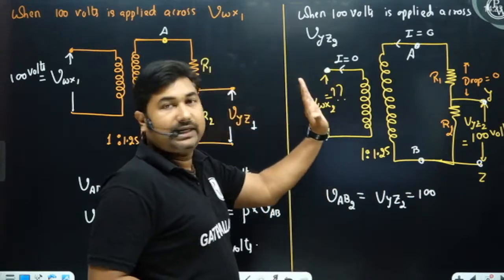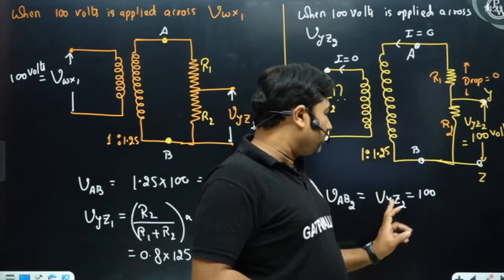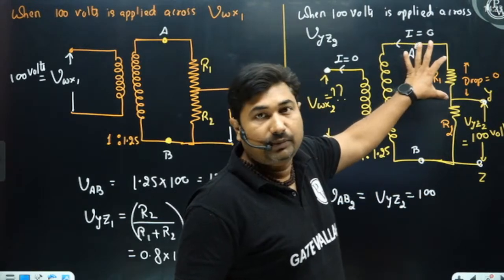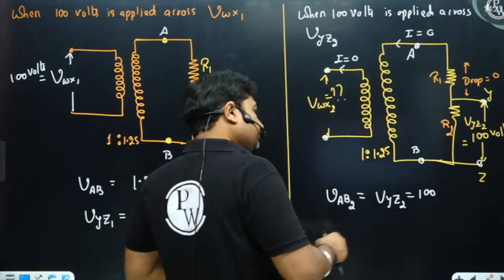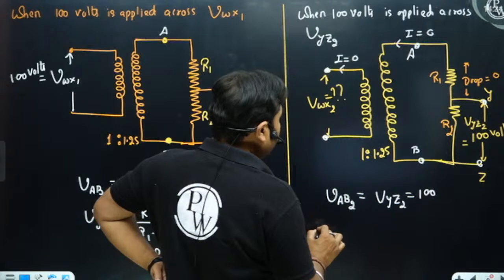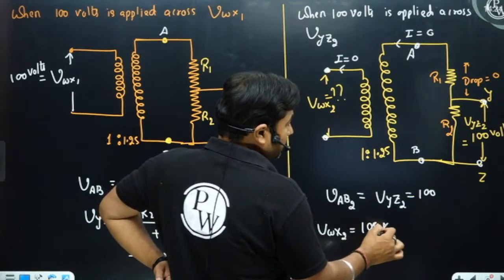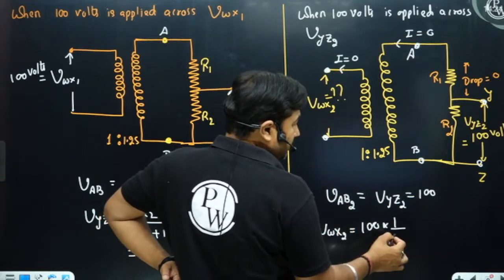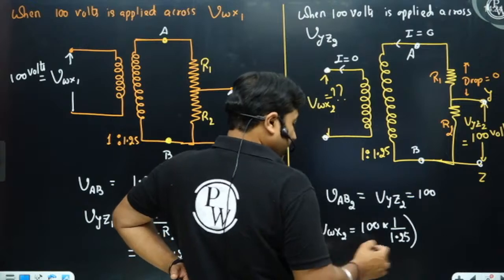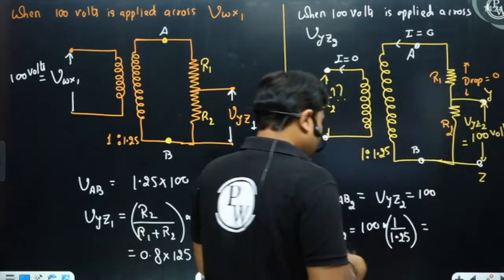But since it's open circuit, no current will flow here also. It's an ideal transformer, so VYZ2 same will appear across this because there is no drop. No current means no drops. Under this condition, when you refer this to this side, VWX2 will become 100 into A, where A is the number of turns on the side you are going to, divided by the number of turns on the side you are going from. So 100 by 1.25 is 80 volts.